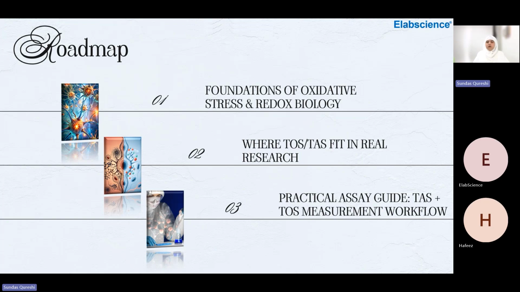Now, let me give you a quick roadmap of today's session. We'll start with the basics of oxidative stress and redox biology. Then we'll see where total oxidant status and total antioxidant status measurements fit in real research. Finally, we'll go through the practical workflow of these assays, from preparing the samples to interpreting the results. By the end of this session, you should have a clear understanding of both the science and the practical side of these assays.